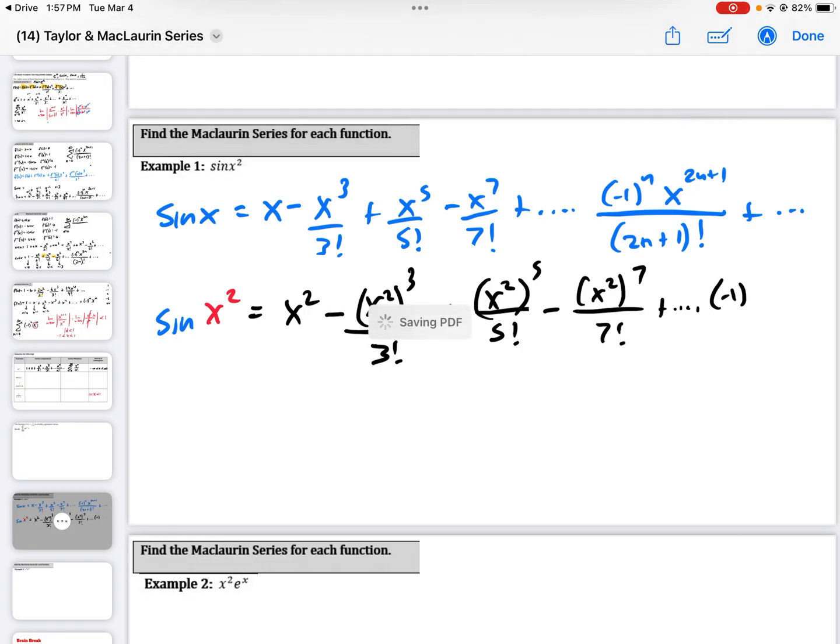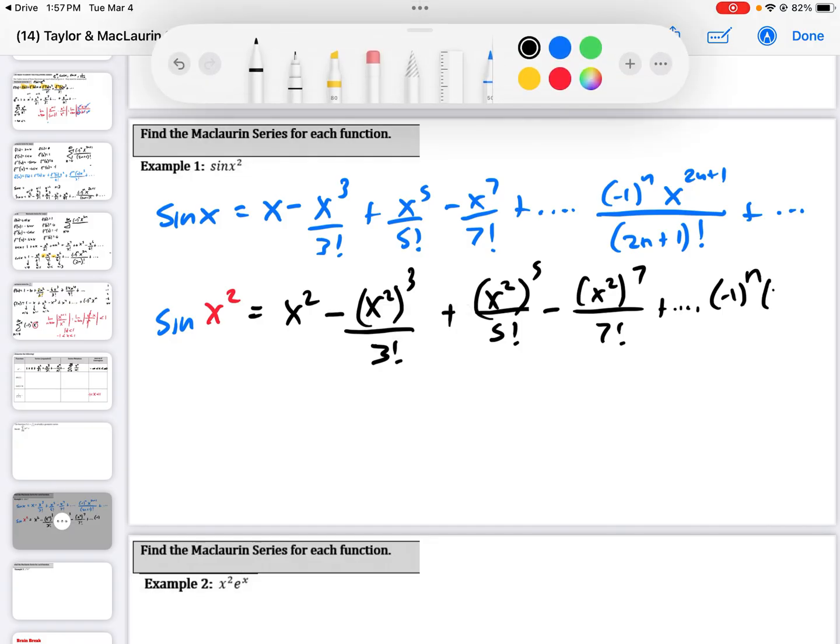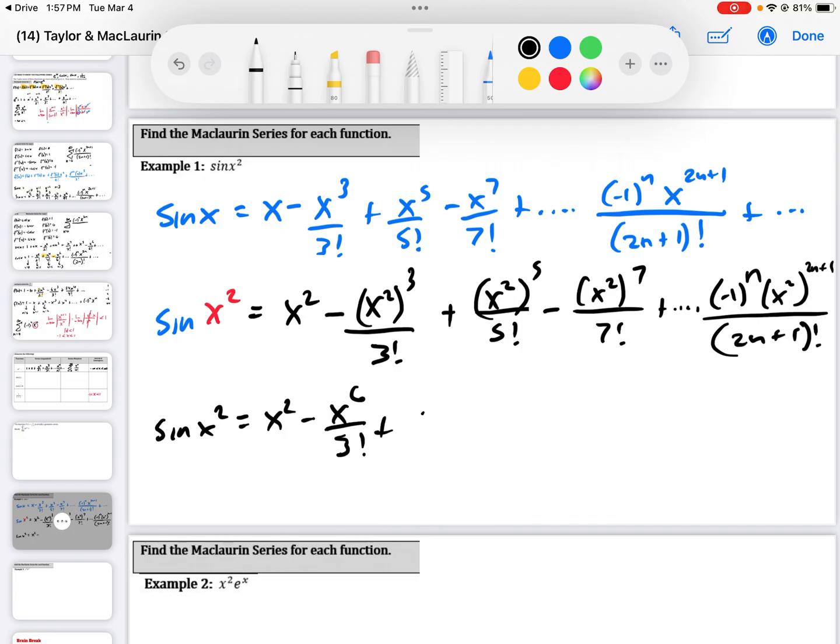Negative 1 to the nth times x squared to the 2n plus 1 over 2n plus 1 factorial. So if I'm writing the general term, I'm going to plug in that x squared. So sine of x squared is equal to x squared minus x to the 6th over 3 factorial plus x to the 10th over 5 factorial minus x to the 14th over 7 factorial. And then I could write that general term plus dot, dot, dot, negative 1 to the nth.